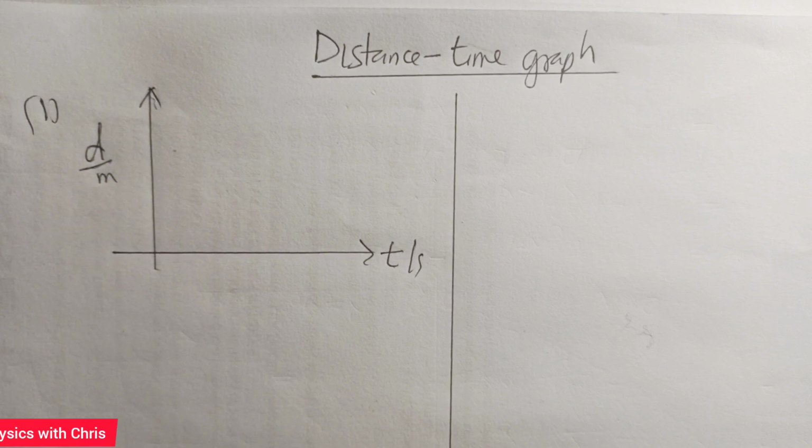I guess you know what distance is. The length of path covered by a body from one point to another. And in one of my videos, I took time to explain the differences between distance and displacement. Now this is a distance time graph. We plot the graph of distance against time.